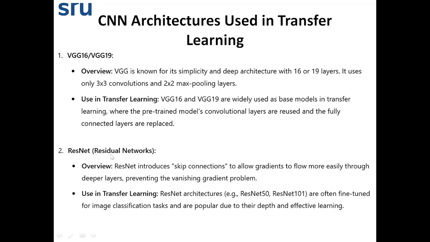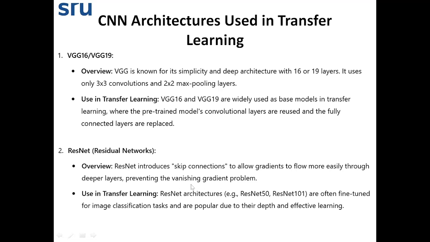ResNet, residual networks. Overview: ResNet introduced skip connections to allow gradients to flow more easily through deeper layers, and it prevents the vanishing gradient problem.